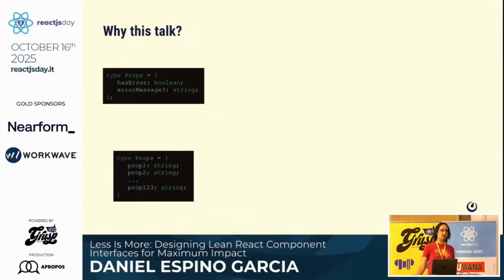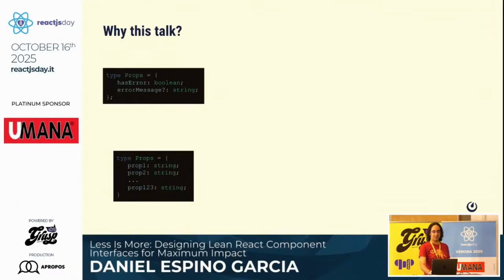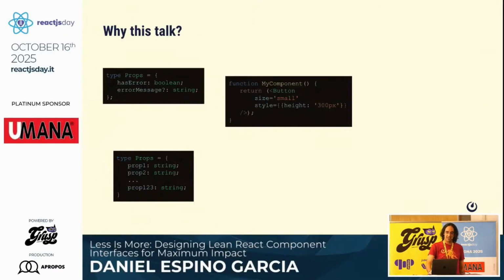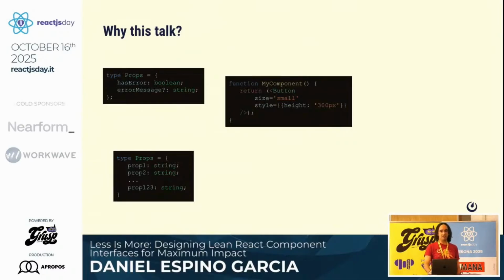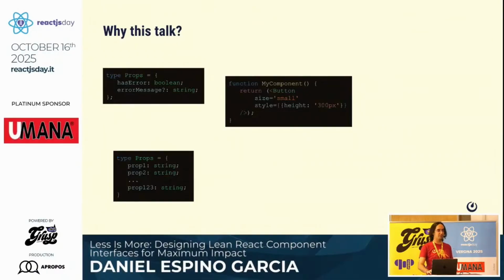Then this other thing: you have a component with 1, 2, 3, 4, 100 props. That's also not right. Sometimes it happens, but it usually smells a bit. Some other times you can set the size of the button, deciding if it's a small or a big button, but then you can also pass the style and say it's a small button of 300 pixels. That also doesn't make any sense.